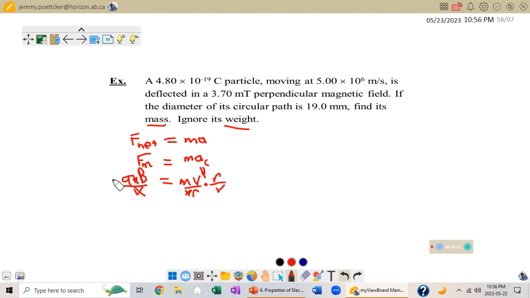This v was gone too. So multiply by r. Divide by v. Got to do the same thing on both sides. R goes away. R goes away. V goes away. V goes away. I am left with m is equal to r q b all divided by v.